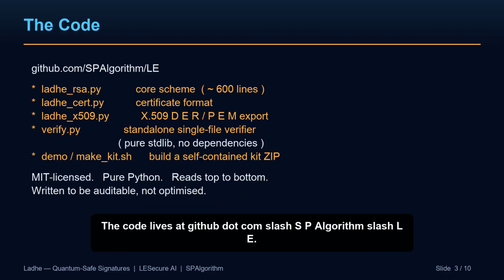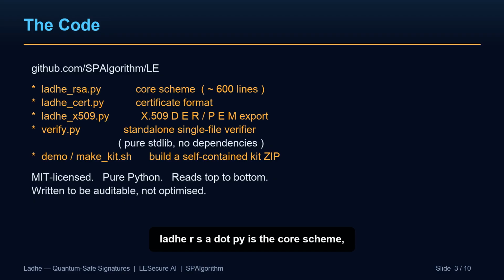The code lives at github.com/spalgorithm/le. Ladhe RS.py is the core scheme, about 600 lines. Ladhe cert handles the certificate format. Ladhe X509 handles X.509 export. Verify.py is a standalone single-file verifier in pure Python standard library, no dependencies. And the demo folder builds a self-contained kit. The code is MIT licensed. Pure Python. Reads top to bottom. Written to be auditable, not optimized.